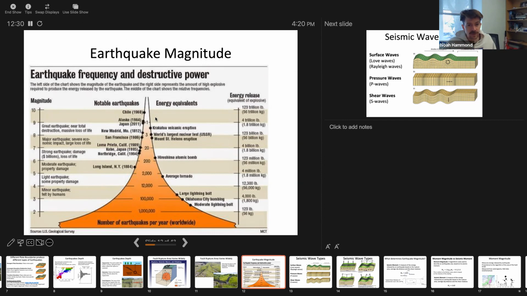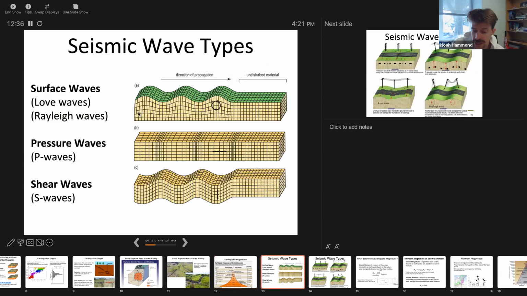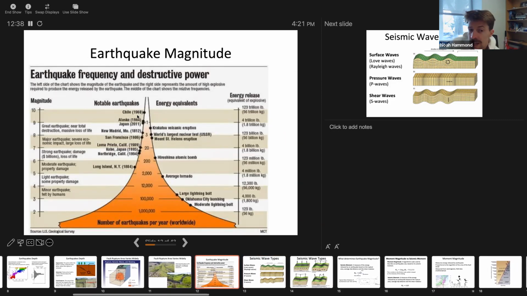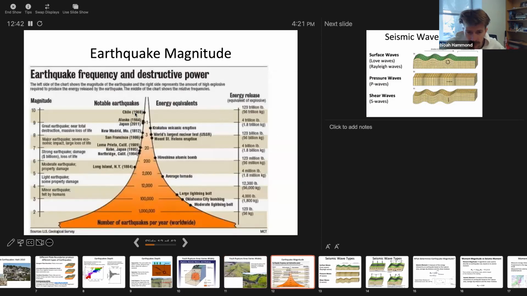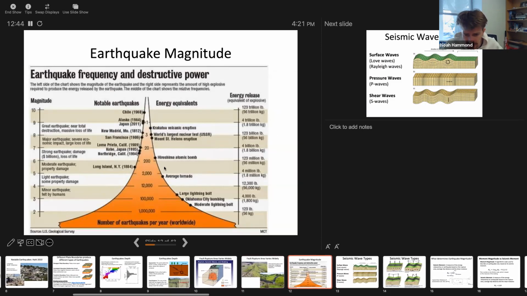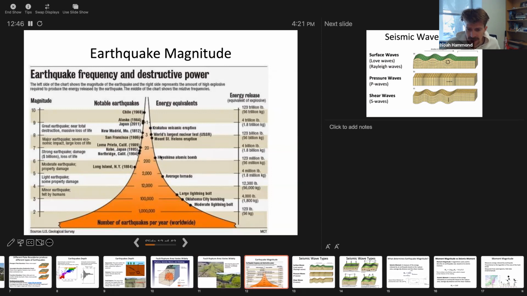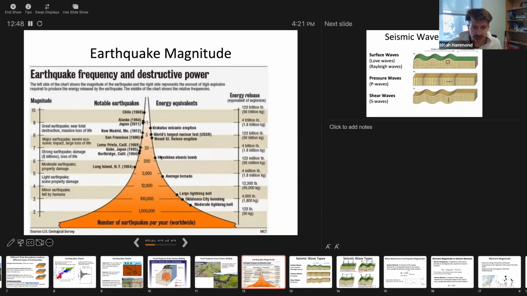So the most powerful earthquake ever recorded was in Chile in 1960. It was magnitude 9.5. I don't know why the slides are going freaking crazy. So those occur extremely rarely.